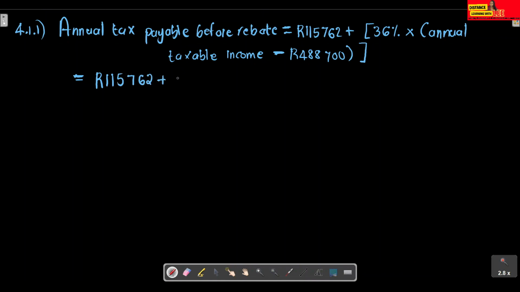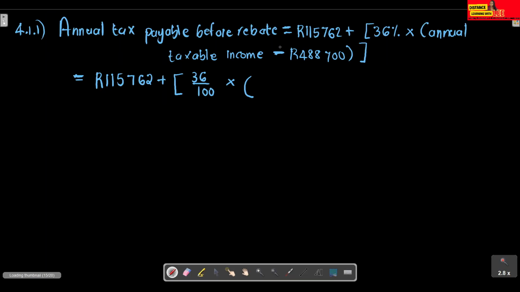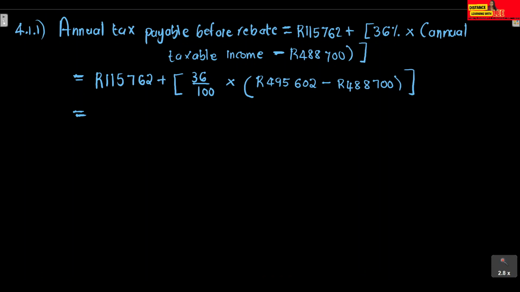It's going to be 115,762 plus 36%. We can write that as 36 over 100 multiplied by, what is the annual taxable income? Remember, we were given Mr. Lowe's annual taxable income as 495,602, minus 488,700. Okay, so that is what we have. That is how we are going to calculate the annual tax payable before the rebate.